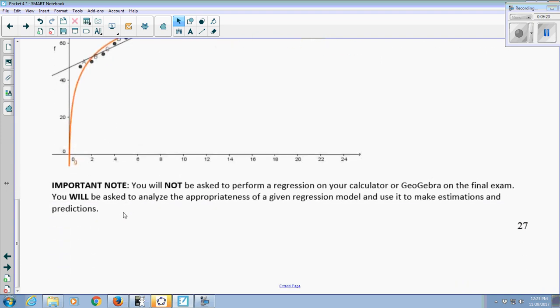I do want to note again, I already said this, but you are not going to be asked to perform regression on your calculator or GeoGebra on the final exam. You will be asked to analyze the appropriateness of a given regression model, and use it to make estimations and predictions.